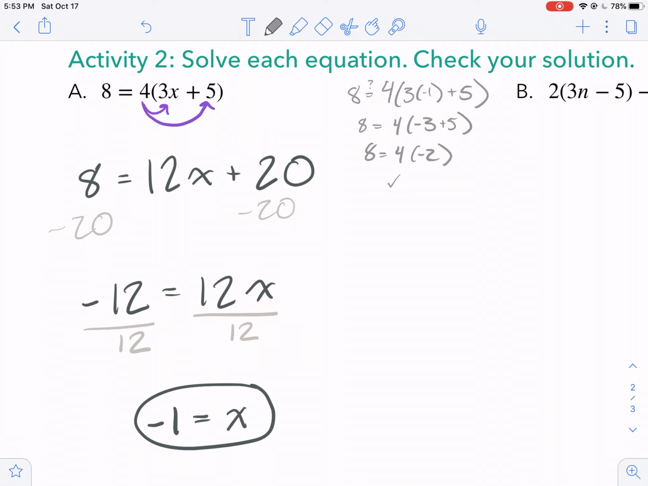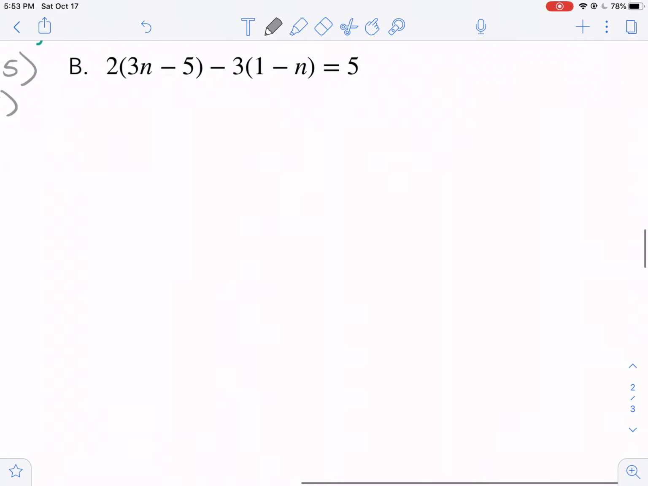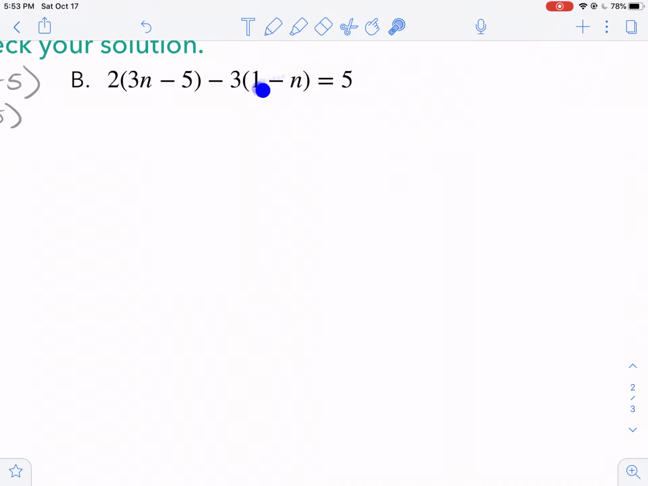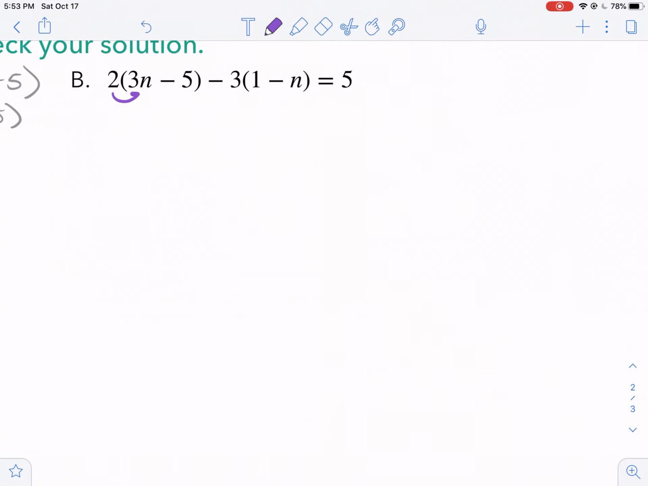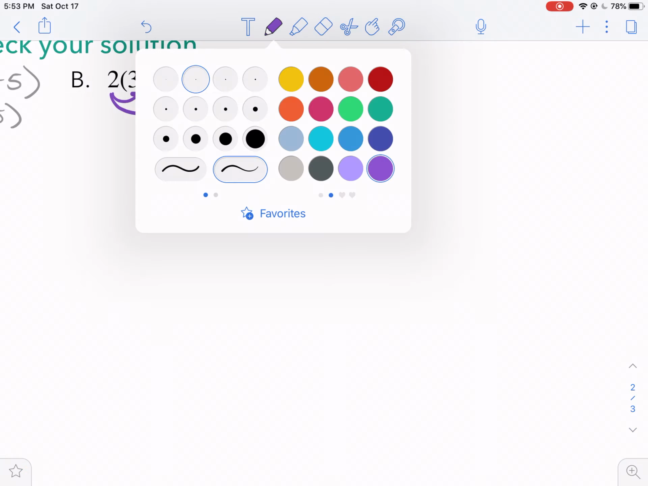Next. First, simplify what's in your grouping symbols. They're already simplified. Next, use the distributive property. So 2 times 3n minus 2 times 5.